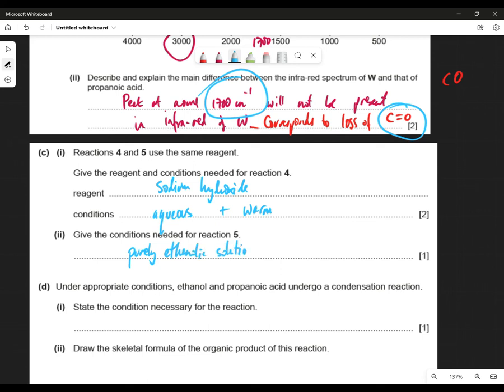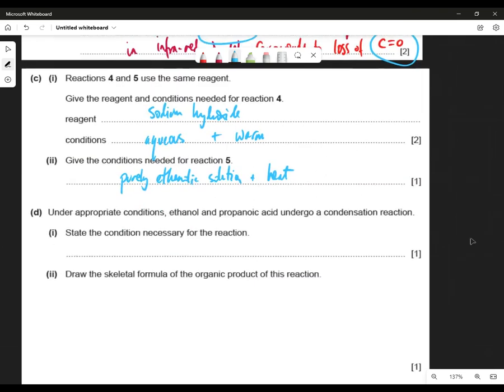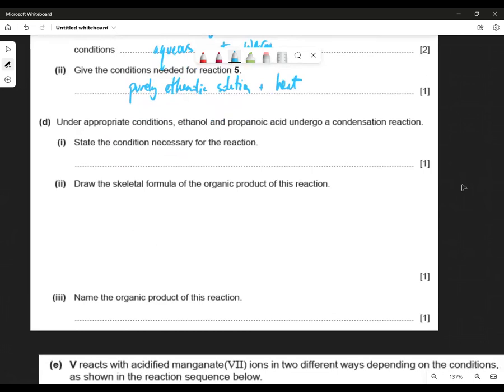Okay, and this one takes a bit more effort, so we say heat for that one. All right, so there we go. So we need ethanol for that one. All right. Under appropriate conditions, ethanol and propanoic acid undergo a condensation reaction.